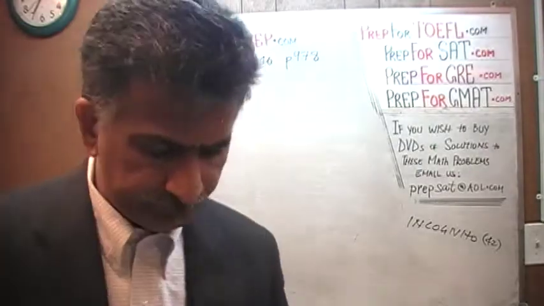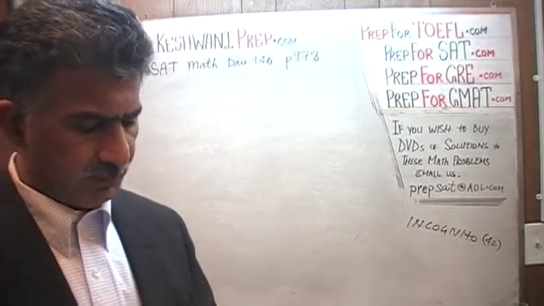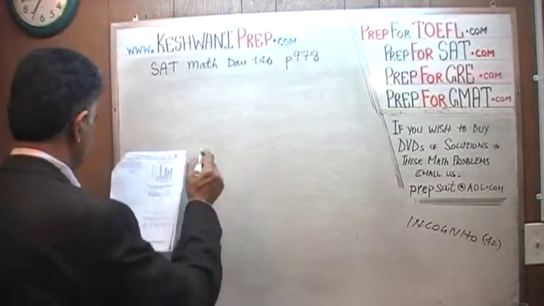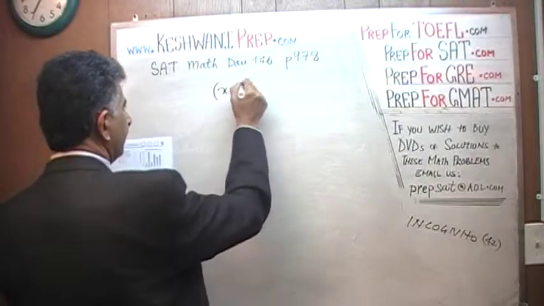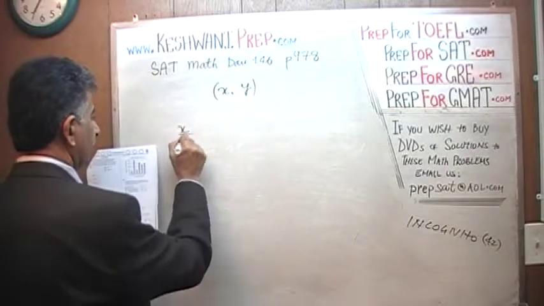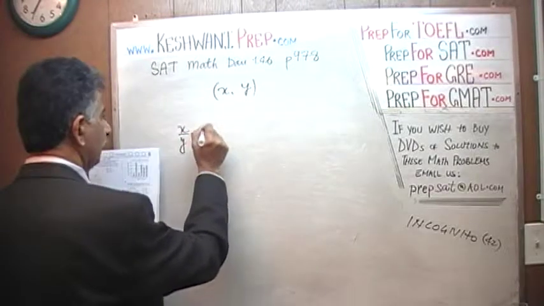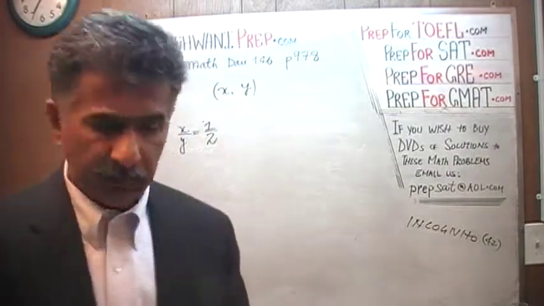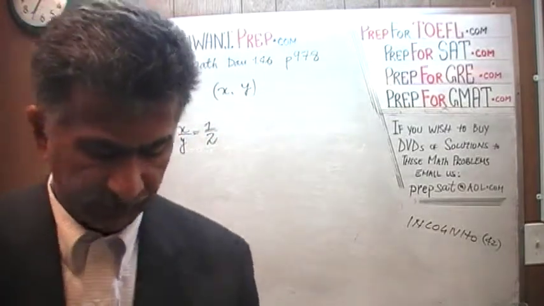How many different integer pairs x, y satisfy this condition? So we have these pairs of integers x and y, and the condition they have to satisfy is that their ratio has to be 1 to 2. And the question simply is, how many different pairs are like that?